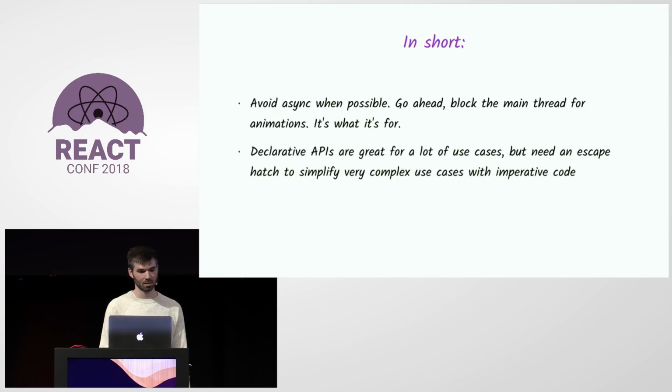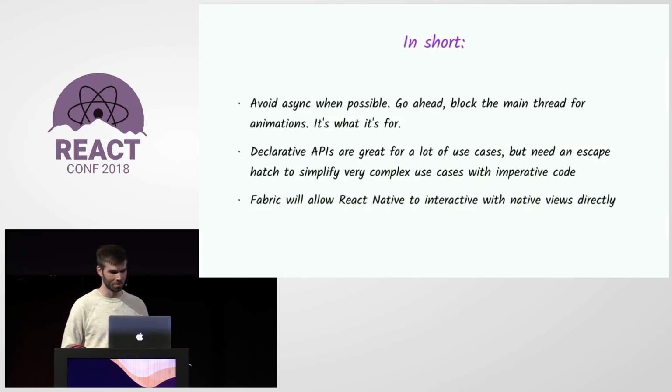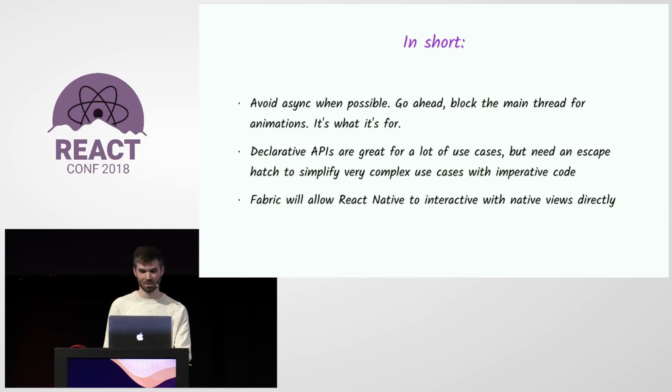So in short, avoid async. It's horrible. Declarative APIs are great, but you always need an escape hatch. And Fabric is just going to be awesome. I think I'm actually more excited about it than hooks, to be honest.